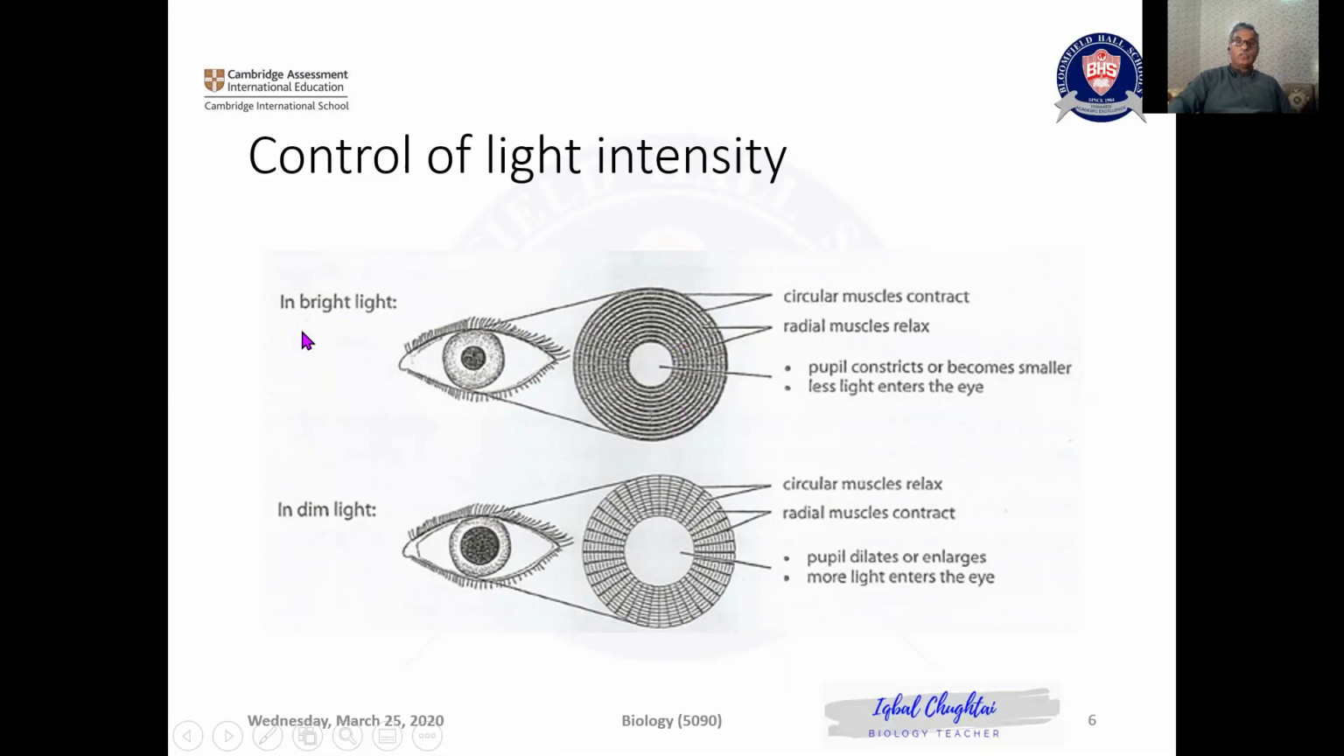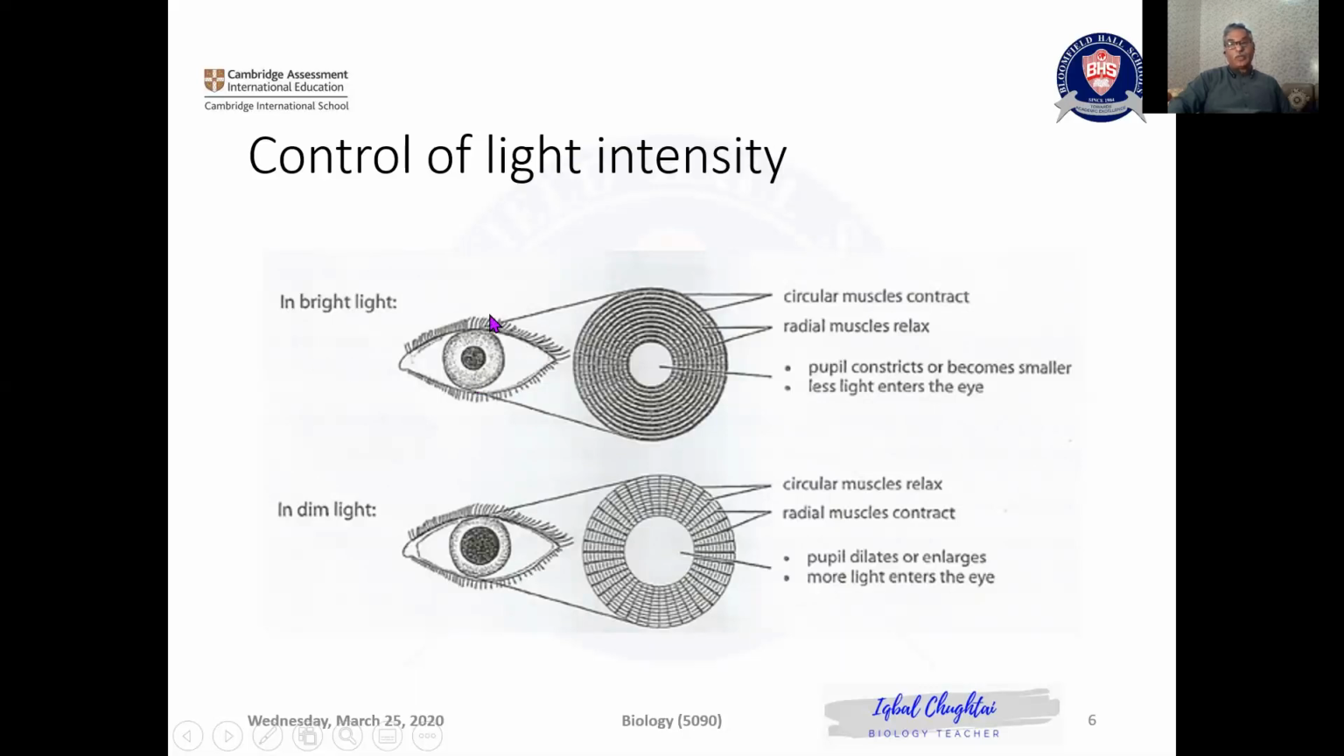And why do we do it? Because in bright light conditions, the light is coming with a very high light intensity. If more light enters the eye, that would definitely cause a heating effect, and the eye would heat up, and it will result in damage to the retina particularly.